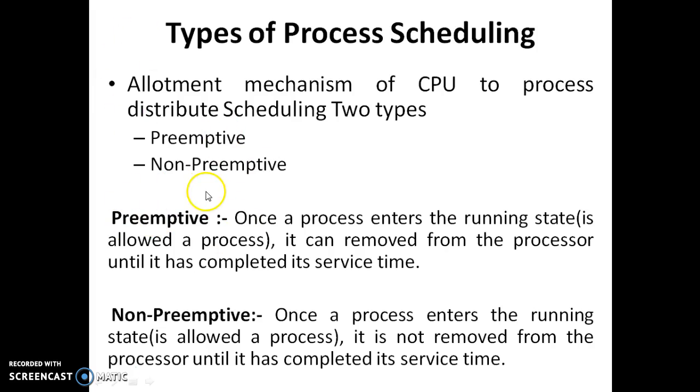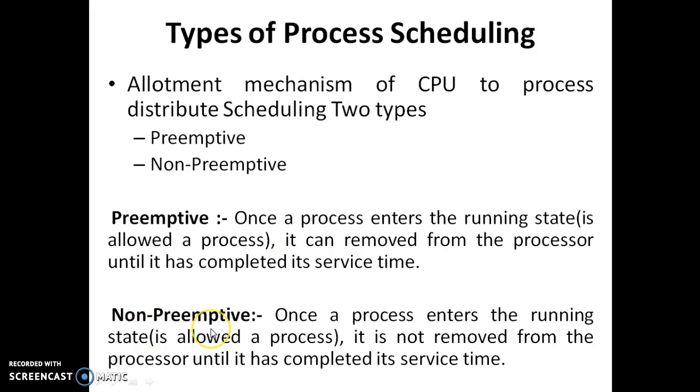So let's have a definition. Preemptive means once a process has entered a running state, meaning the process has been allotted the processor for execution, it is permissible to remove it from the processor before it has completed its execution. That means we can allot our resources or the processor to a process, and before that process completes its execution, we can roll back the processor and put another process on the processor for execution.